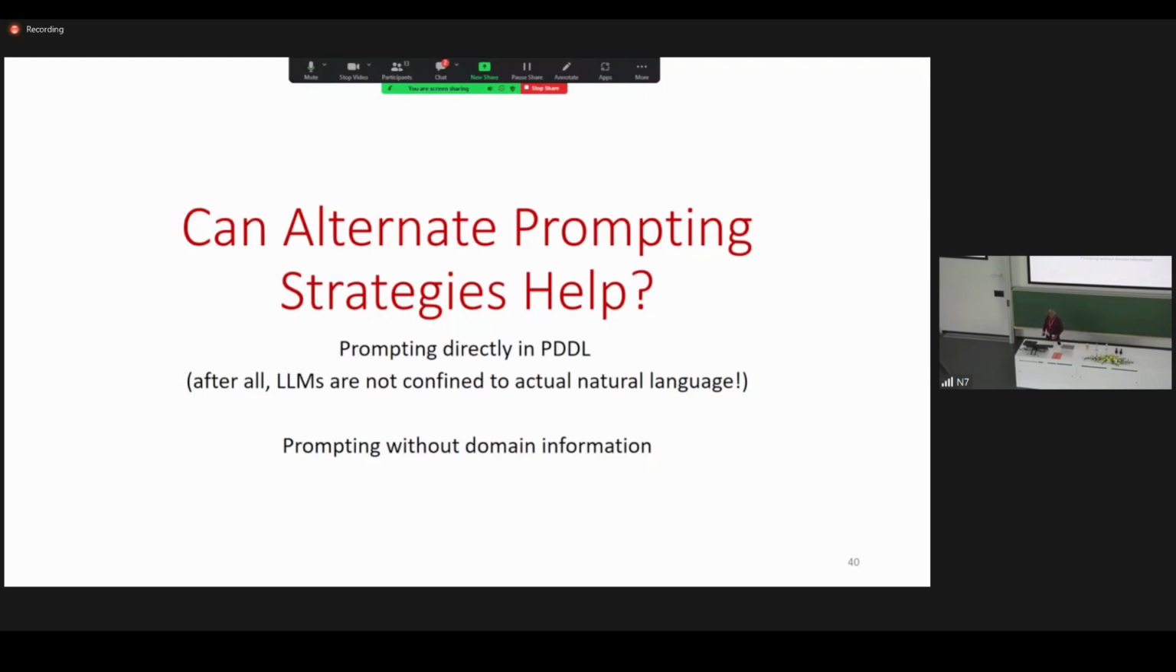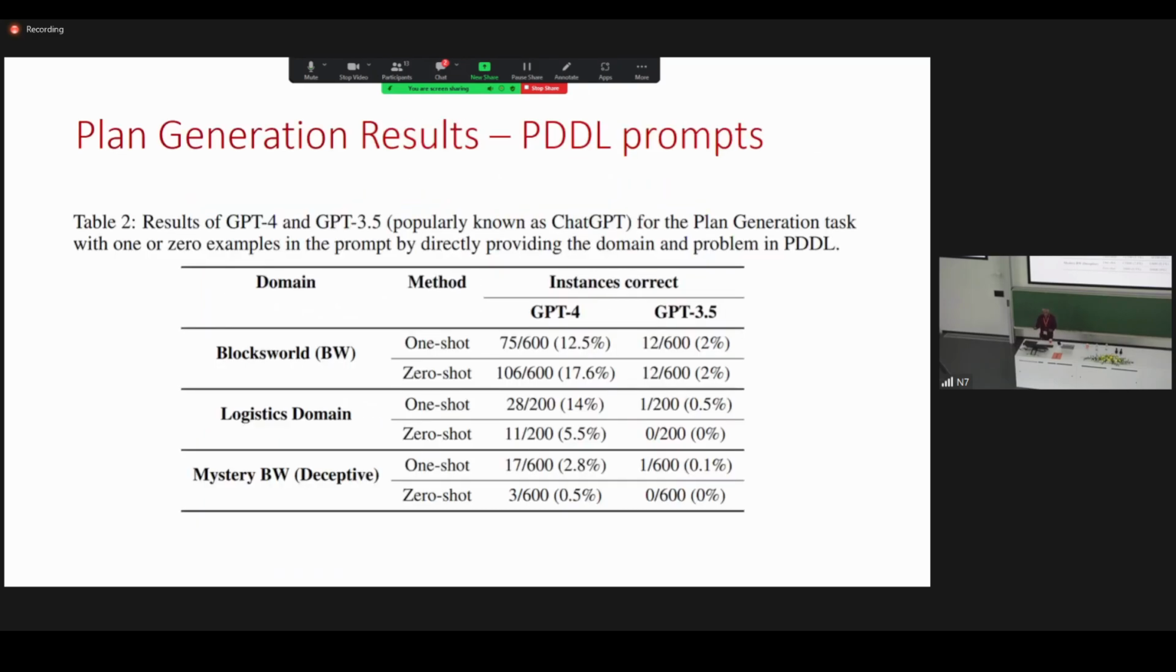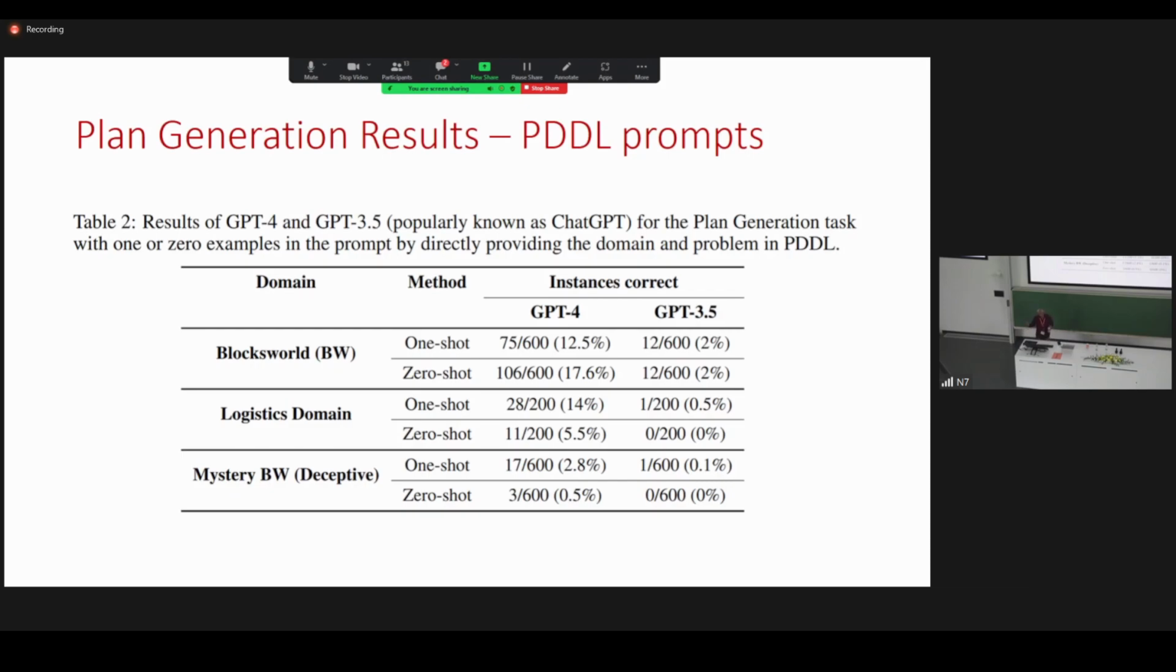Now, another question is, can alternate prompting strategies help? If I asked it more nicely, maybe I was being rude to GPT-4. Maybe if I asked it more nicely, it would have given it. So we actually considered plan generation with PDDL prompting as against pseudo natural language prompting. Things don't change that much. I think some other people have also done PDDL prompting separately. In fact, one of the nice things is that after we did this, at least two other groups have independently done the same experiments and got similar results. That means GPT-4 can't plan.